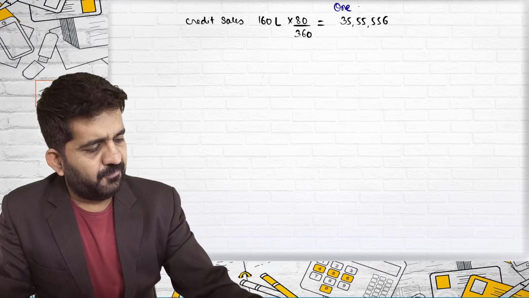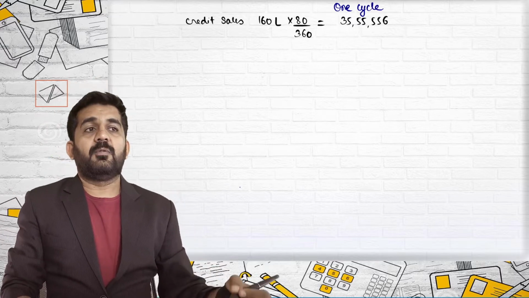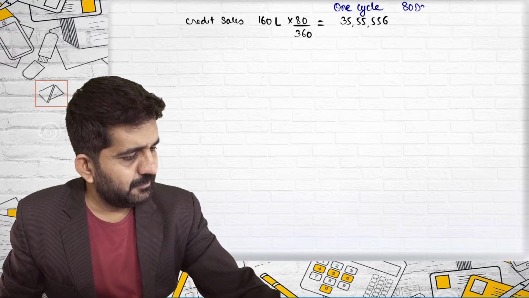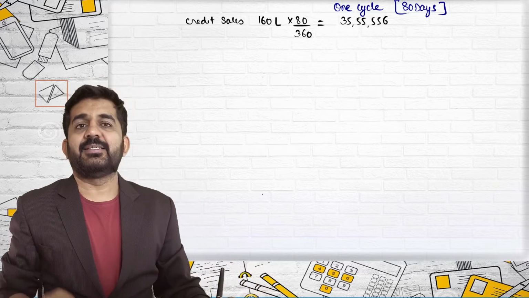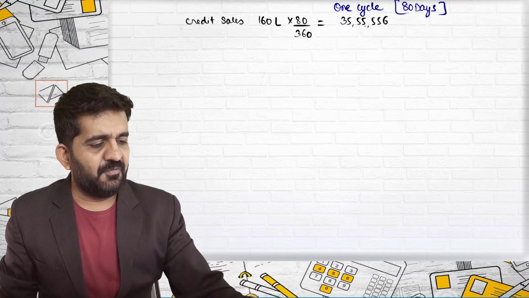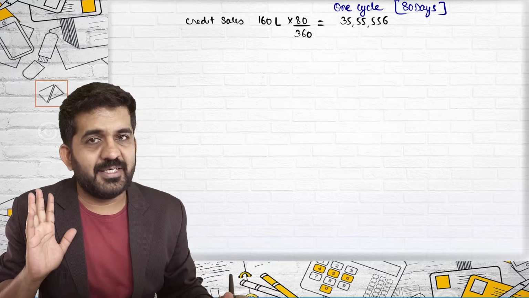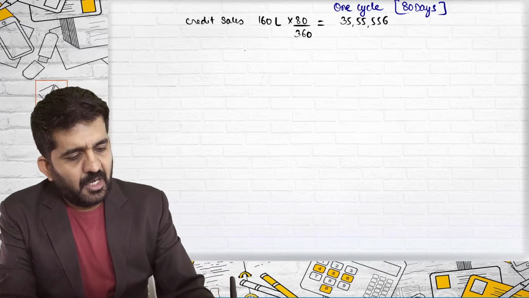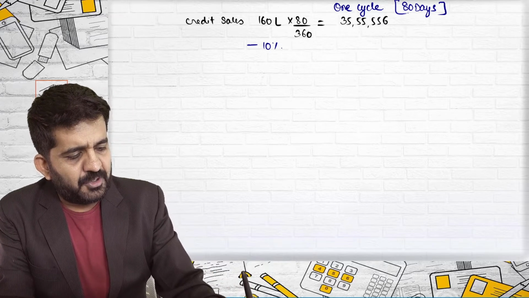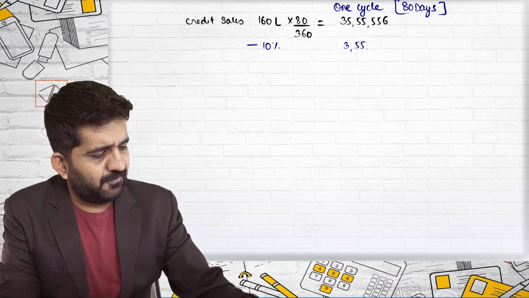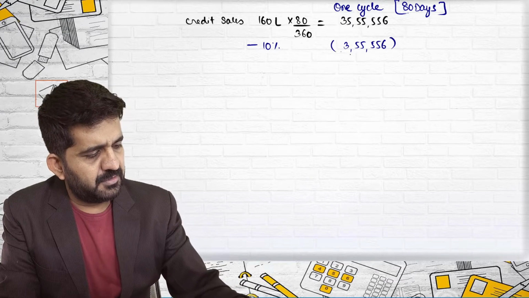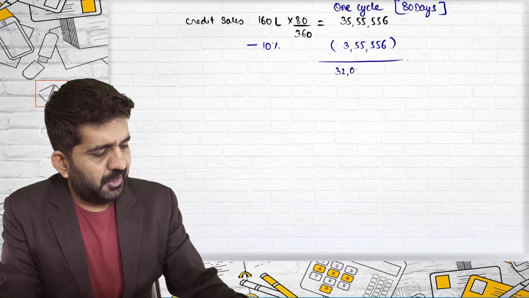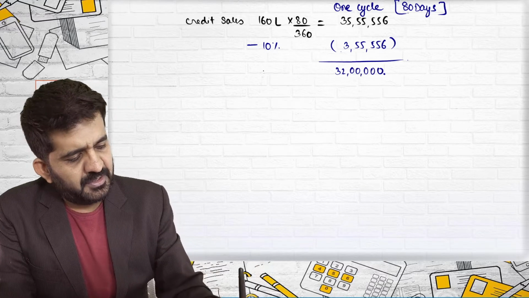In one cycle of debtors, what will happen? There will be debtors and days will be 80 days. In the first 80 days in a year, I will create debtors of 35,55,556 rupees. This factor is ready to take over and finance, but how much money will he give? Minus 10% of money, so he will cut 3,55,556 rupees. So what he gives me is 32 lakhs rupees.